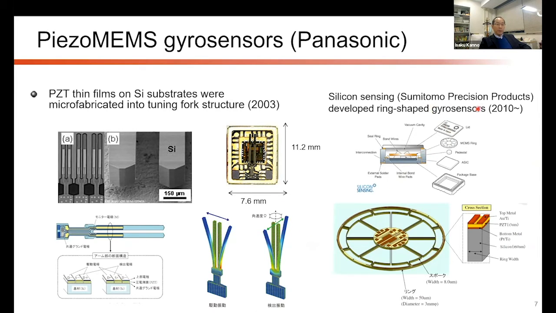After that, Sumitomo Precision Products, whose company name is Silicon Sensing, one of the companies of the Sumitomo Group, produced a ring-shaped gyroscope. The ring-shaped gyroscope also drives the deformation of the ring. If we apply rotational motion, a perpendicular force is generated, and this type of deformation and the Coriolis force can be measured by the sensing electrode. The structure is different, but still very simple. And I hear that this gyro sensor is installed into the Segway.